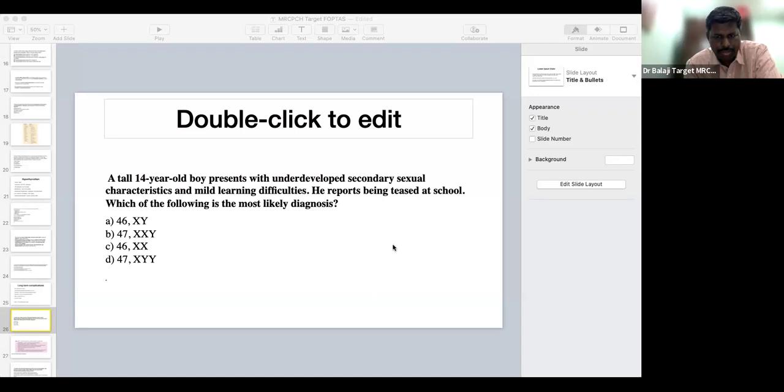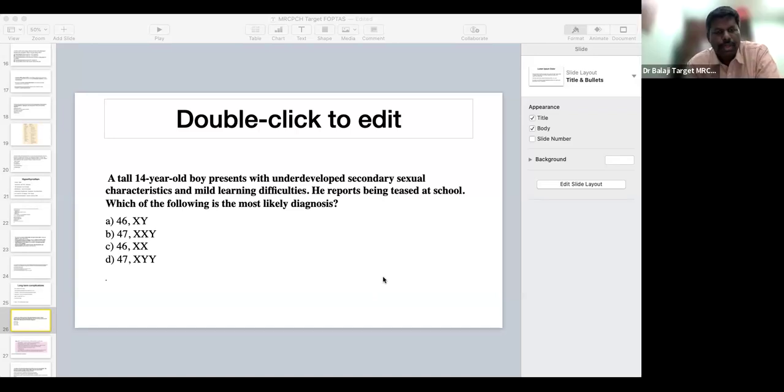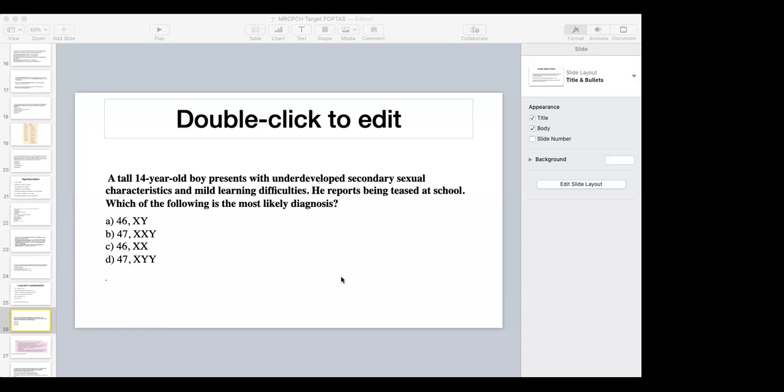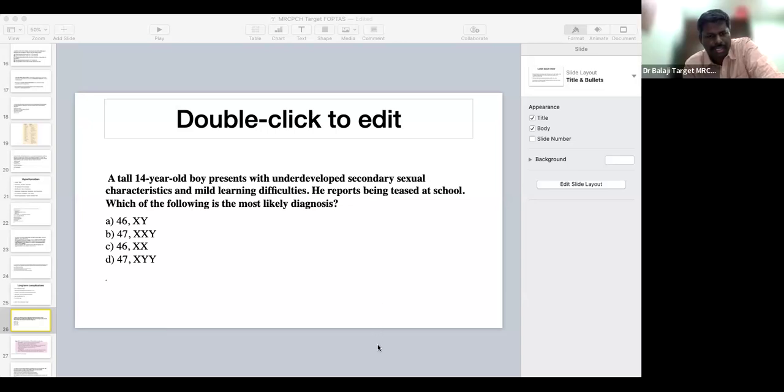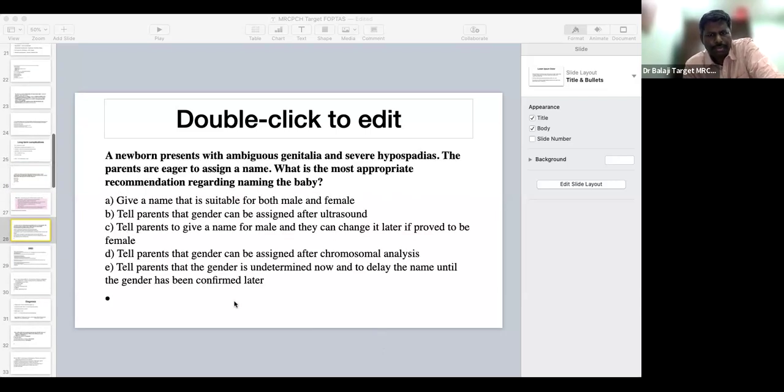Who wants to take an easier one? 47XX, so it's Klinefelter's disease. Excellent. Suppose you have a girl child who is short, then what will be in your mind? Short child, similarly with pubertal delay: Turner syndrome. Okay, so these two they keep asking again and again. So simple, but you should keep them in mind.